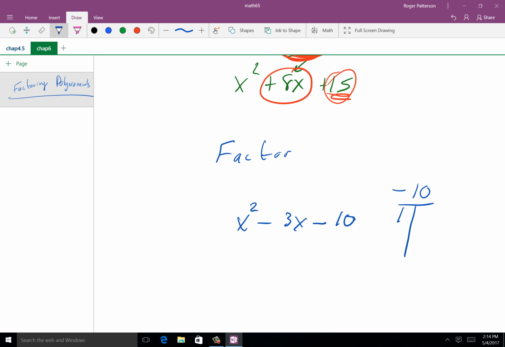So now I'm going to write out factors of 10. And again, I can have more, but I want to keep my numbers nice. And instead of adding this time, because this is a minus, I want to subtract to that 3. Okay? So, obviously, there's my numbers, because 5 minus 2 gives me 3. So, I'm ready to factor.